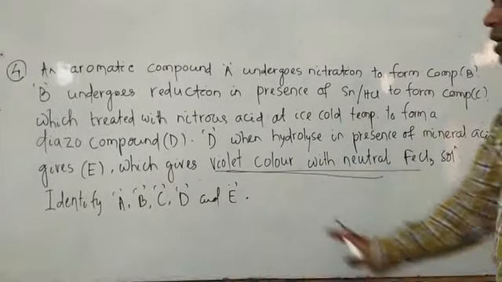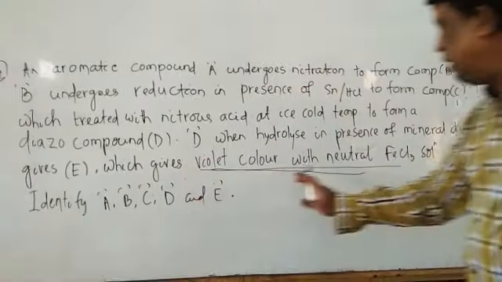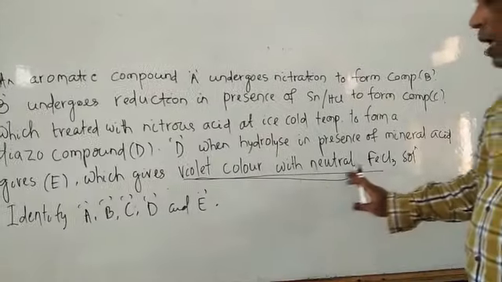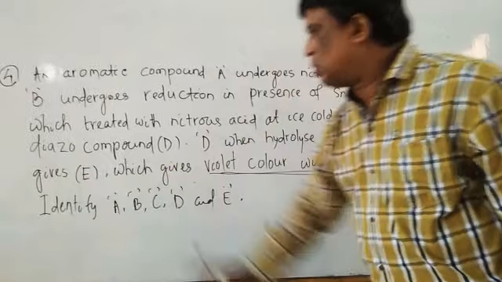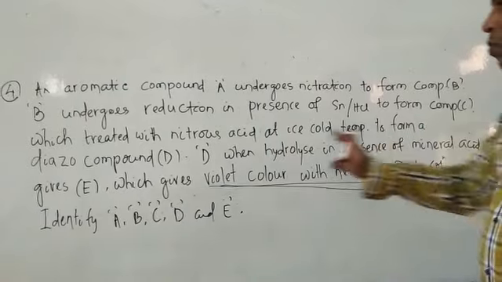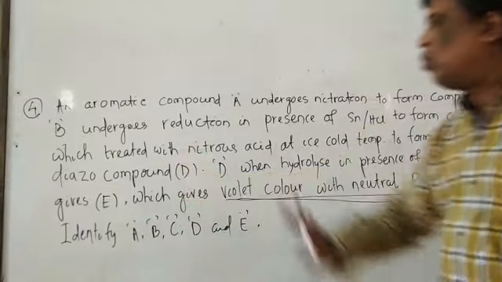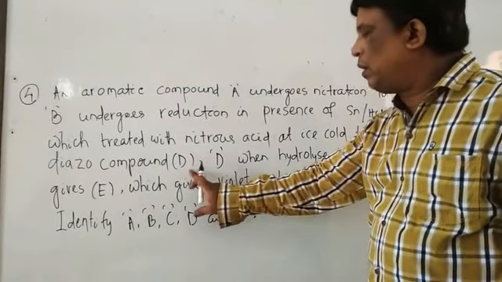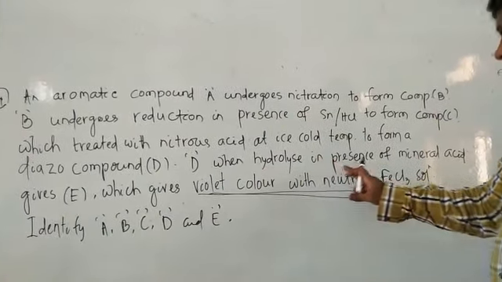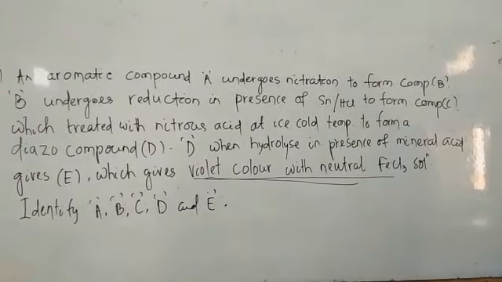So it is clear, as we discussed in the chapter on phenol, that phenol when treated with neutral ferric chloride solution gives a violet color complex. So it is clear that E must be phenol. Again, back. When compound C is treated with nitrous acid at ice cold temperature, a diazo compound is formed. So D must be benzene diazonium chloride. This benzene diazonium chloride, when it undergoes hydrolysis in the presence of mineral acid, forms phenol.